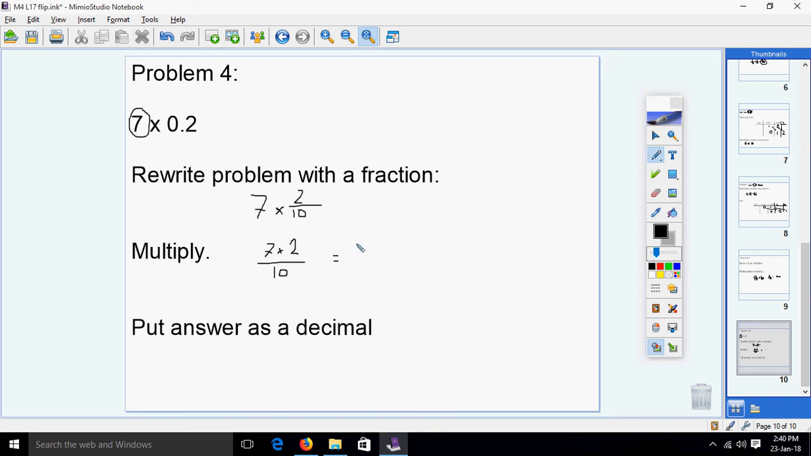So 7 times 2 is 14. Now this is a little bit different from what we did before because we now have a number on top that's bigger than our denominator. We can put it as a decimal. So our 4 is going to be in the tenths place. Here's my decimal to show that the 4 is in the tenths, and I'm going to put my 1 in the ones place. So I have 14 tenths here, and I have 14 tenths there.